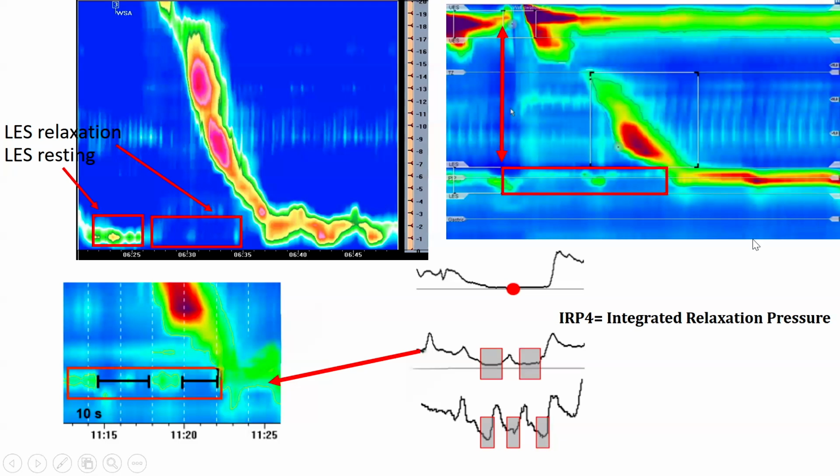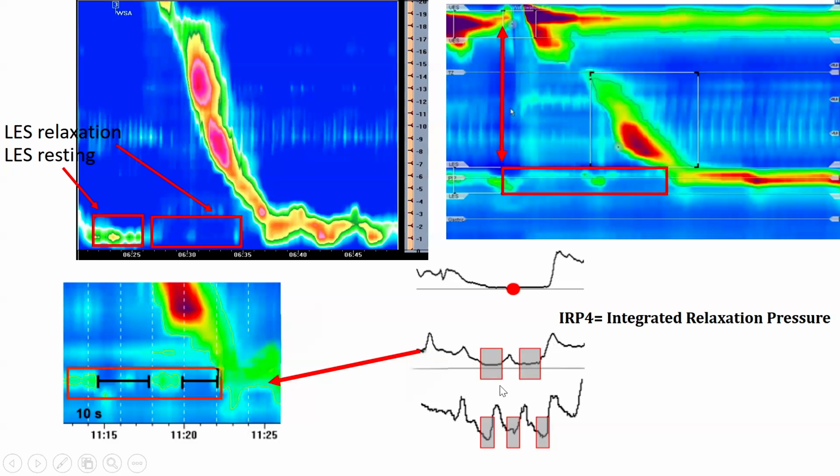So, how does the software make the calculation for the IRP? By definition, the IRP is the average of the lowest relaxing pressure lasting for 4 seconds within this window of 10 seconds. It's a little bit complicated. But again, the IRP is the average of the lowest. You can see this one, this is the lowest pressure within the window of 10 seconds.